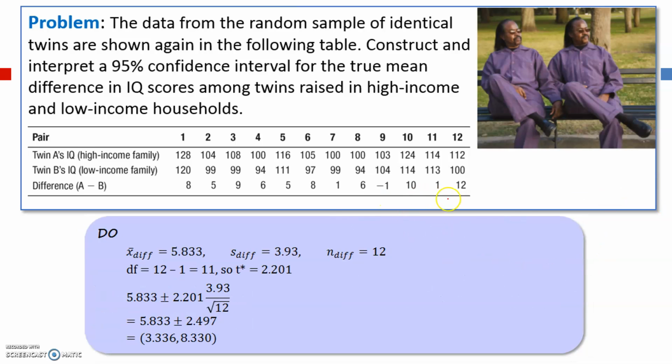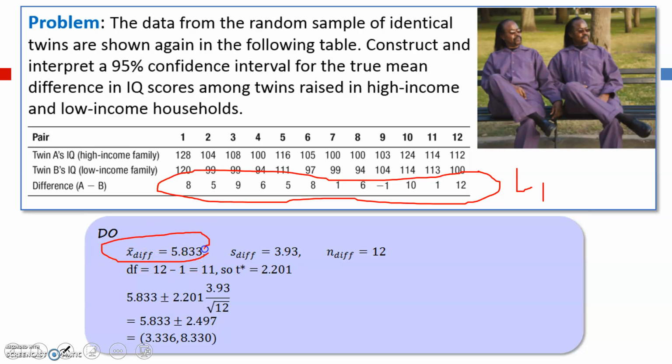So for our do step, I believe we calculated this last time. We made a list of this data right here in our calculators, and we used one variable stats on our calculator to find out the difference. You could, of course, also add those 12 values and divide by 12. But remember, the standard deviation is a very tedious calculation if you're doing it by hand. So our calculator will provide those two values, and we have 12 differences.